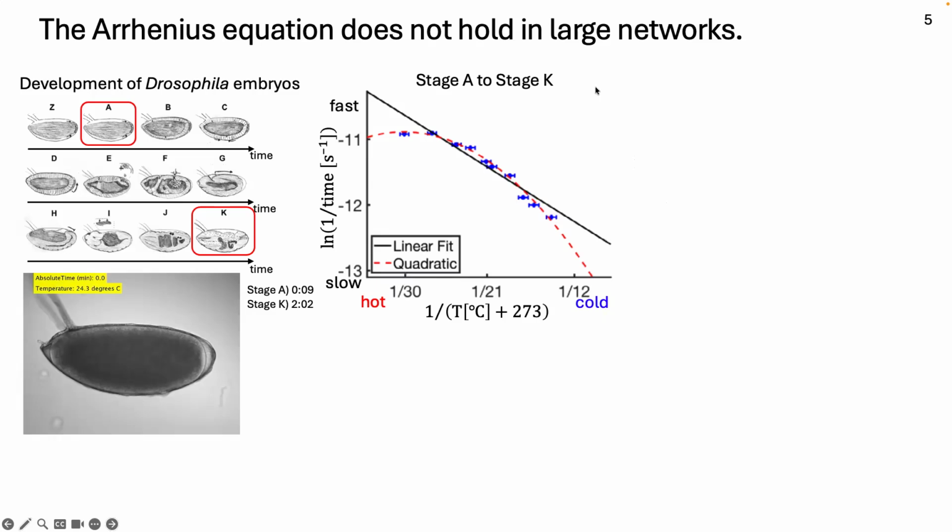And there is an experiment of complex systems. It's the development of the Drosophila embryo. The shape of the embryo changes with time, like this, and the upper panel is the snapshot.